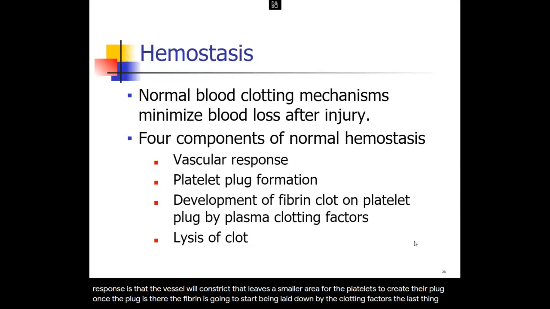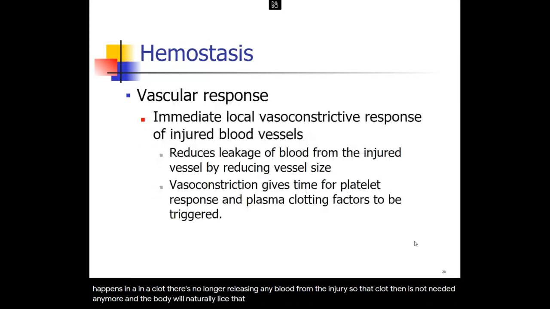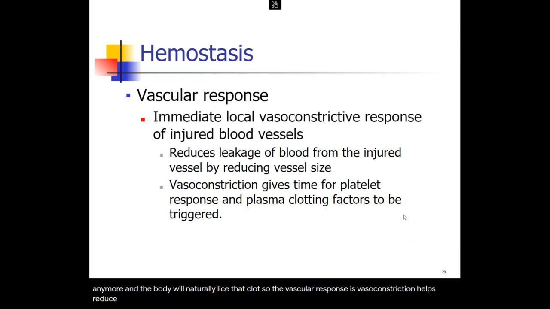The last thing that happens in a clot, the injury is healed. There's no longer any blood being released from the injury, so that clot is not needed anymore, and the body will naturally lyse that clot. So the vascular response is vasoconstriction, which helps reduce everything and gives time for the platelets to respond.